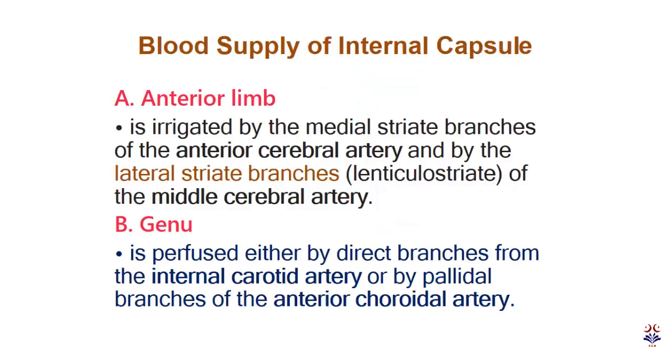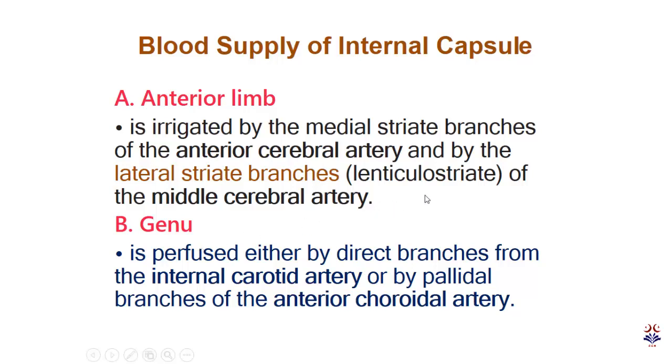Now we see the blood supply of the internal capsule. We see the anterior limb. It is supplied by the medial striate branches, which come from the anterior cerebral artery. Second are the lateral striate branches, also called lenticulostriate, and these are branches of the middle cerebral artery. So the anterior limb has two main sources, the anterior cerebral and the middle cerebral arteries.